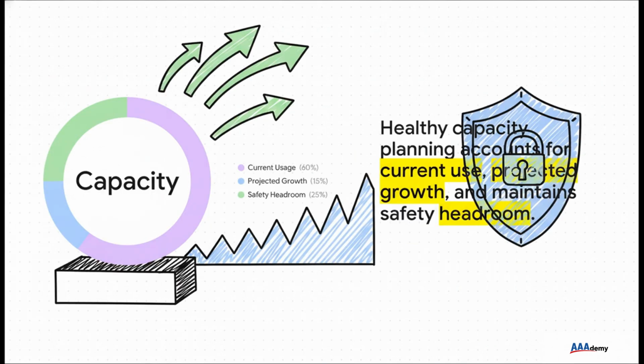And this chart really brings that proactive idea to life. Good capacity planning isn't just looking at what you're using right now. That's like driving by only looking at the hood of your car. You have to account for future growth and always keep that safety buffer. This is how you avoid those panicked late-night calls about running out of space.